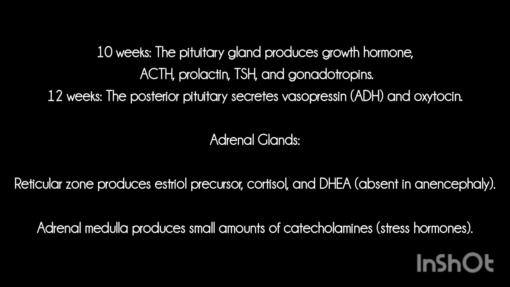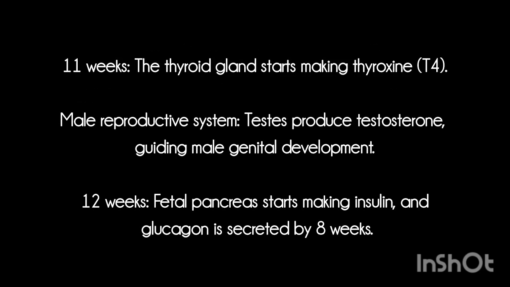Fetal hormones, endocrinology. 10 weeks. The pituitary gland produces growth hormone, ACTH, prolactin, TSH, and gonadotropins. 12 weeks. The posterior pituitary secretes vasopressin (ADH) and oxytocin. Adrenal glands. The reticular zone produces estriol precursor, cortisol, and DHEA, absent in anencephaly. The adrenal medulla produces small amounts of catecholamines, stress hormones. 11 weeks. The thyroid gland starts making thyroxine, T4.